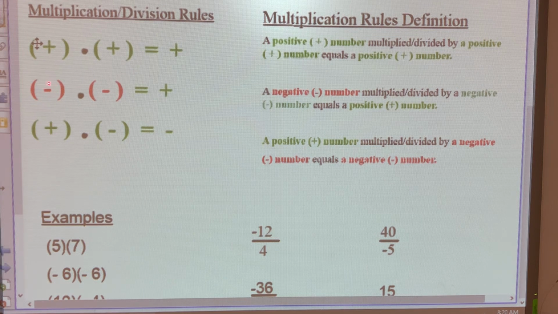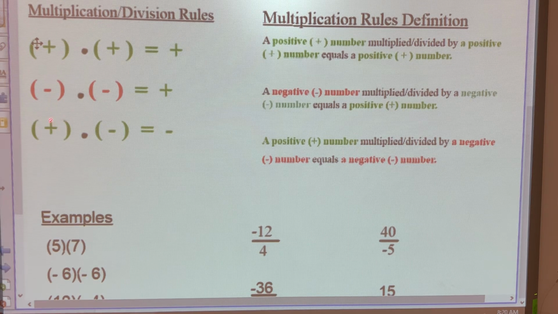The second rule is a negative number times a negative number will result in a positive answer. So a negative number multiplied or divided by a negative number equals a positive number. Just keep in mind that when the signs are the same, whether positive positive or negative negative, the answer is always positive.